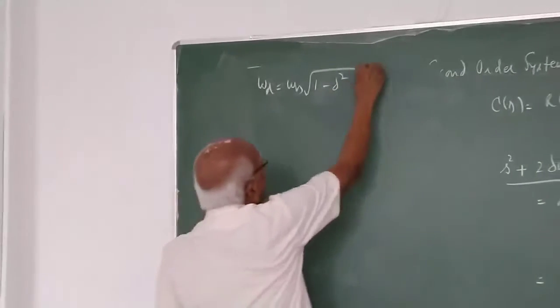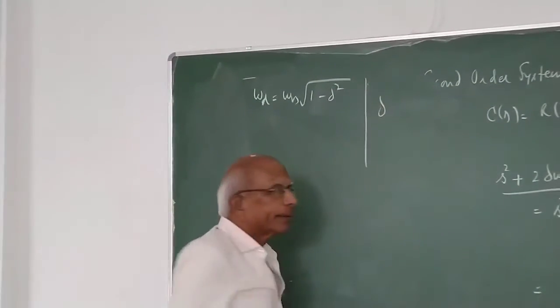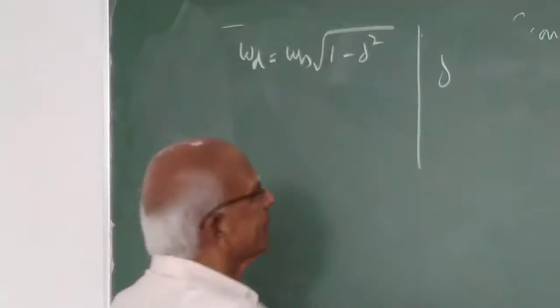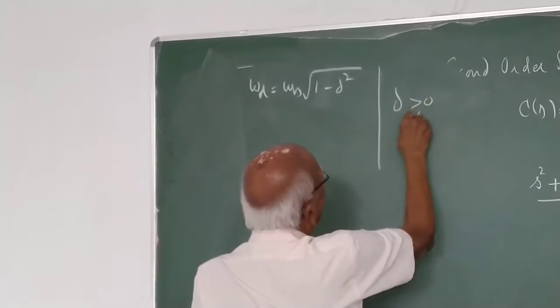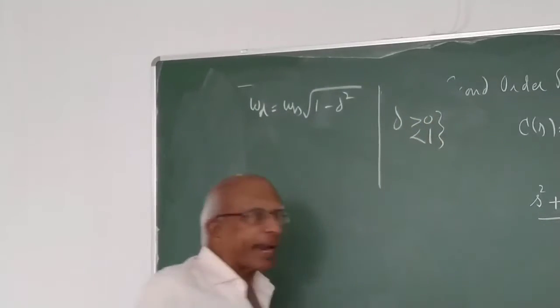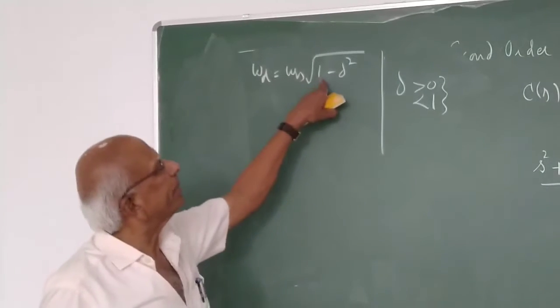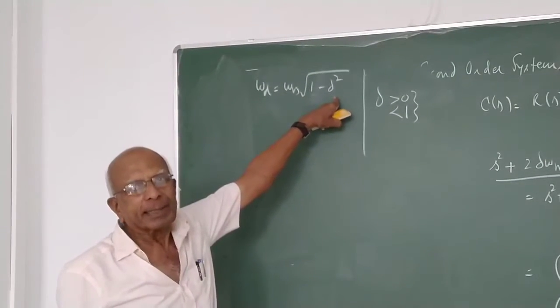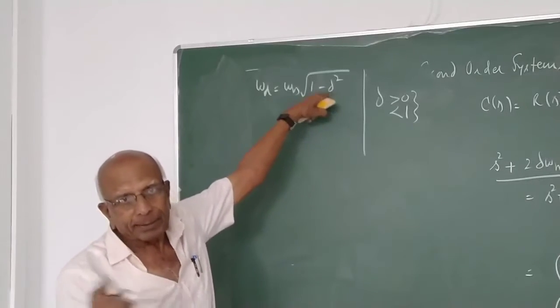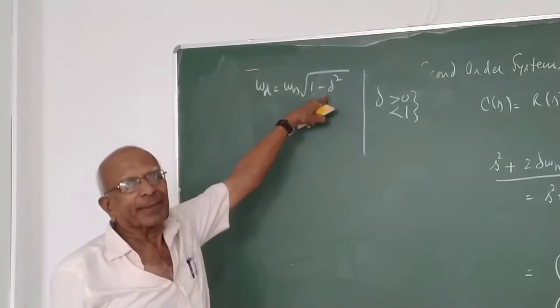What are the values of delta practically speaking? In most cases, delta is greater than 0 but less than 1. That means delta is a fraction, less than 1. So what happens to this? 1 minus something is what? Less than 1. Under the root, another less than 1.